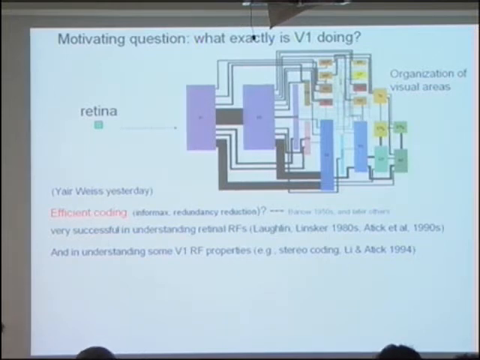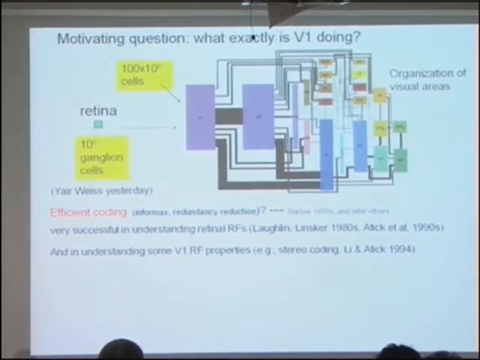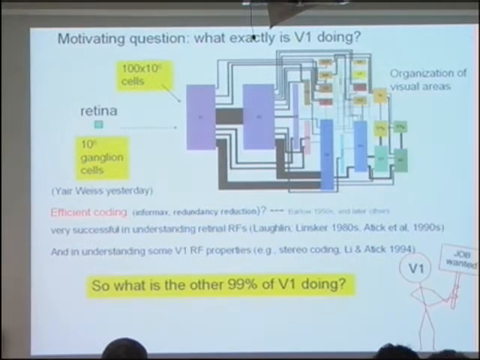And you find that even when you change from center-surround receptive fields to orientation selectivity, you don't really get much more redundancy reduction. And that's even with one complete representation. Yesterday, Yayevai was talking about undercomplete. So why is it overcomplete? You have 1 million ganglion cells, and in V1 you have 100 million. So there's a 100 times expansion. If you want redundancy reduction, this is redundancy expansion. So what is the other 99% of V1 doing?